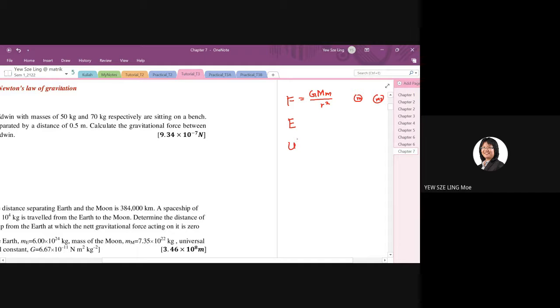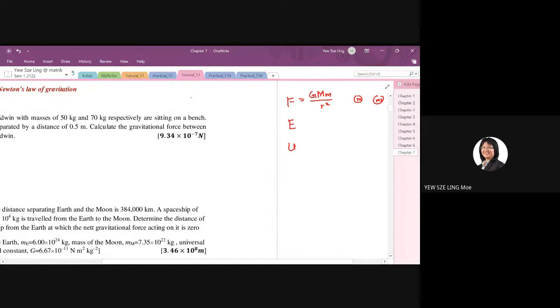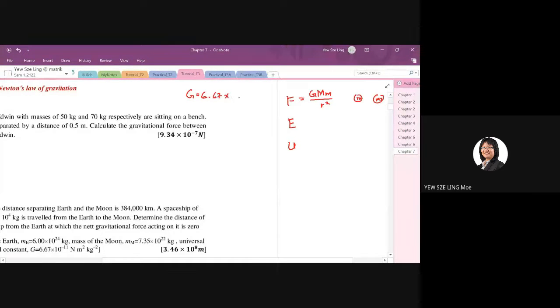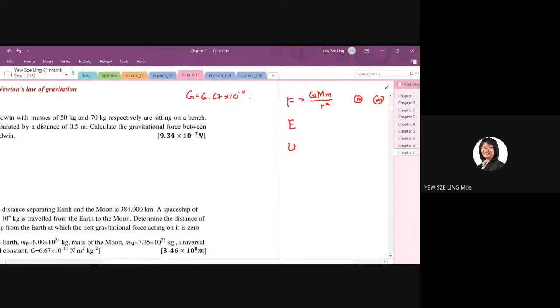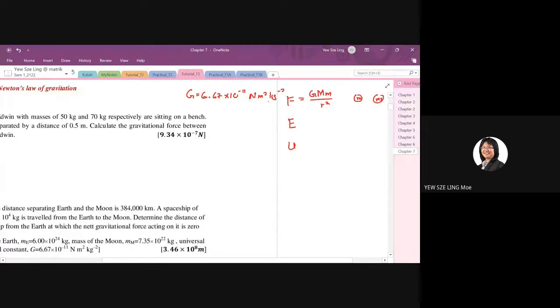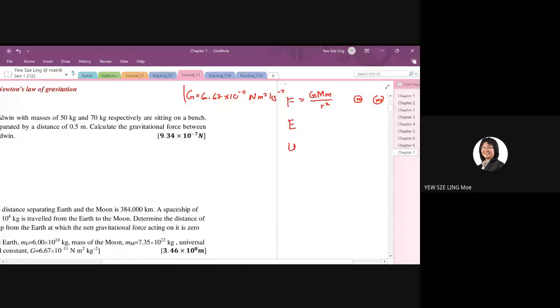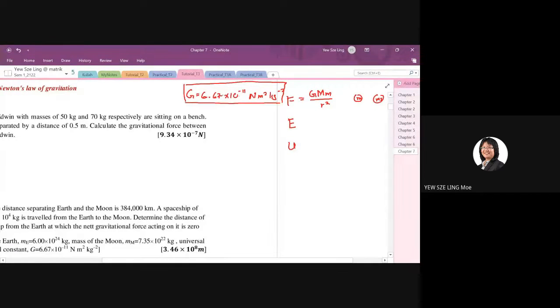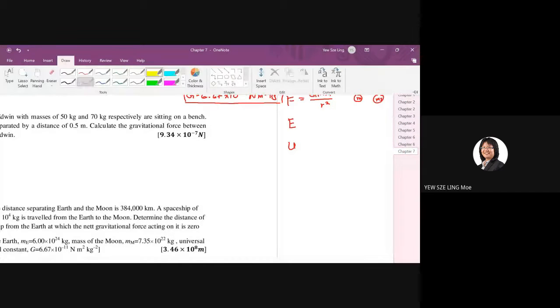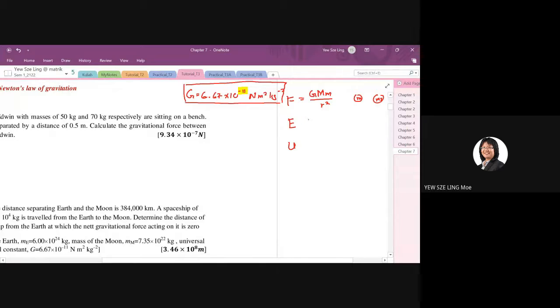Why? That is because of your G, your universal gravitational constant. G equals 6.67 times 10 to the power of negative 11 N m squared kg to the power of negative 2. Because this constant has a very large negative power, your mass becomes very insignificant. The force between you and everything surrounding you becomes negligible because of this power.